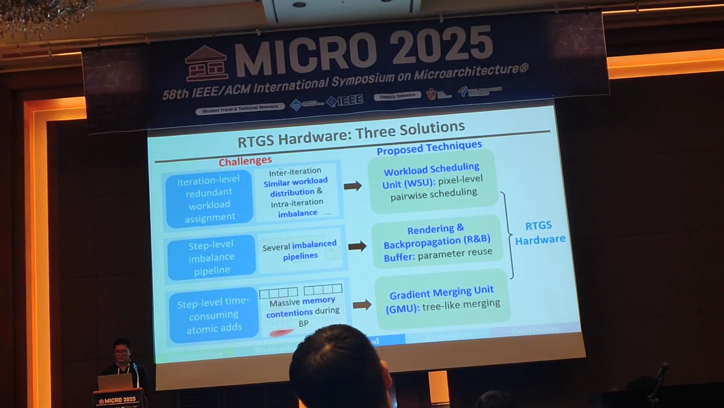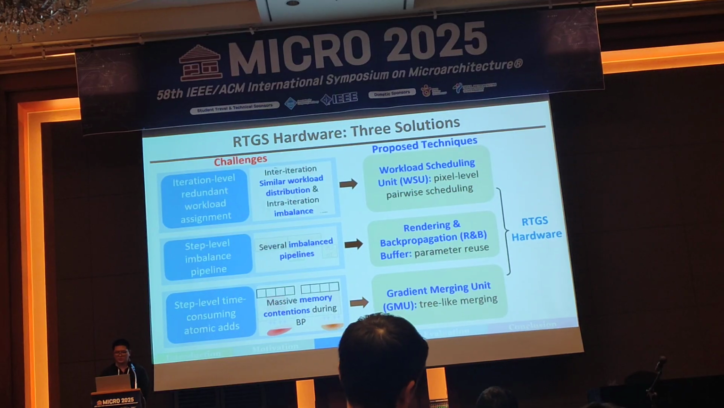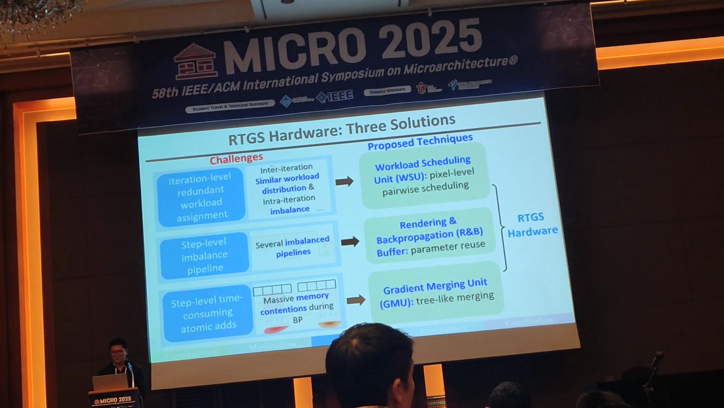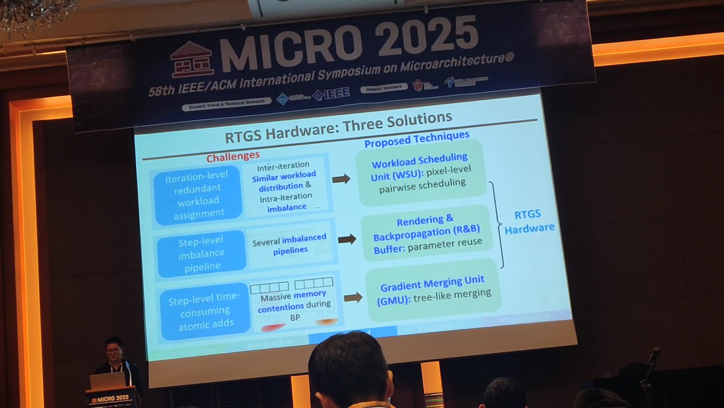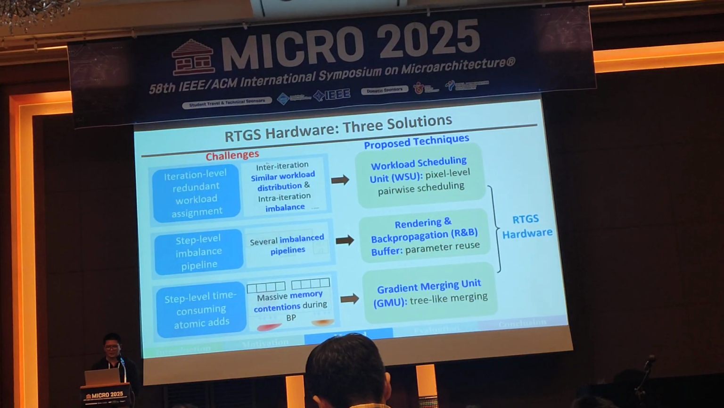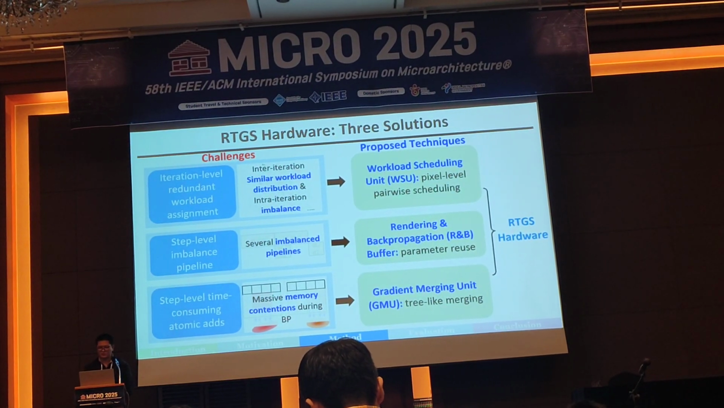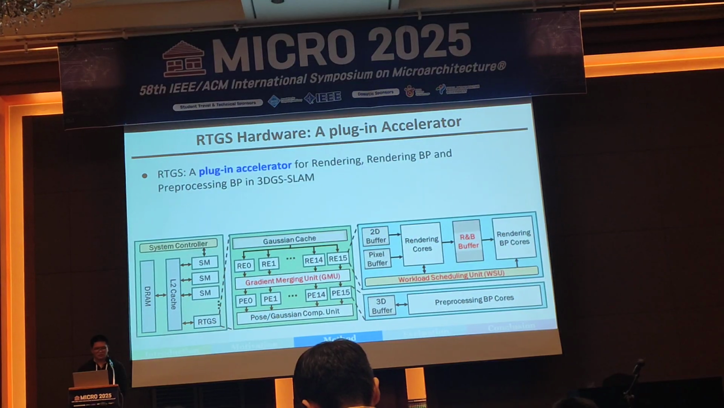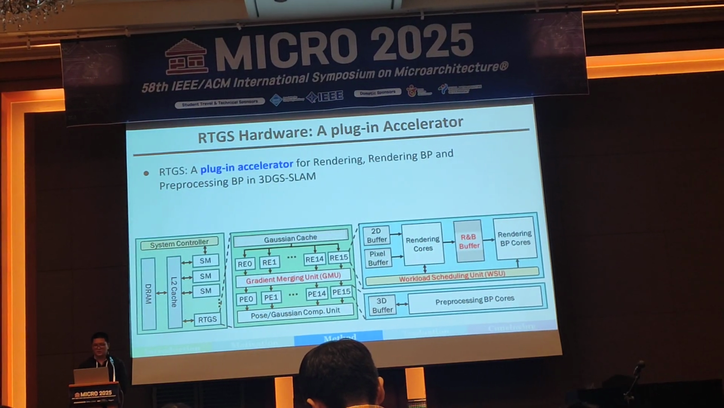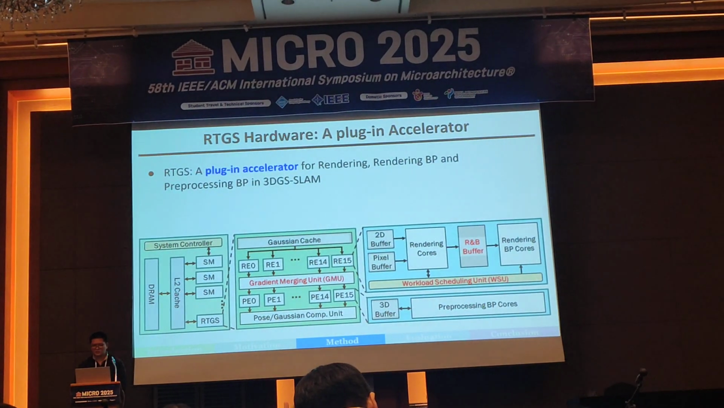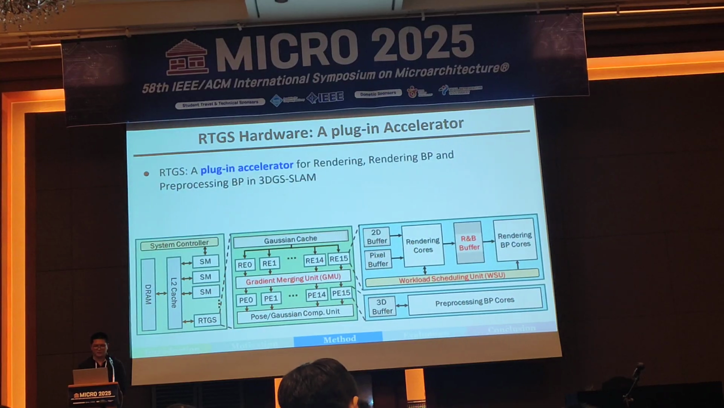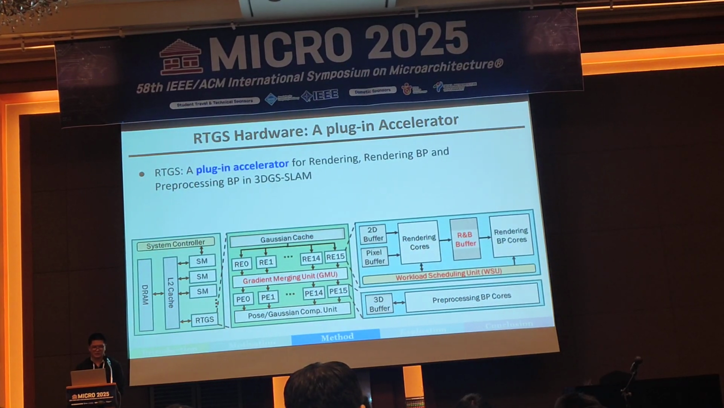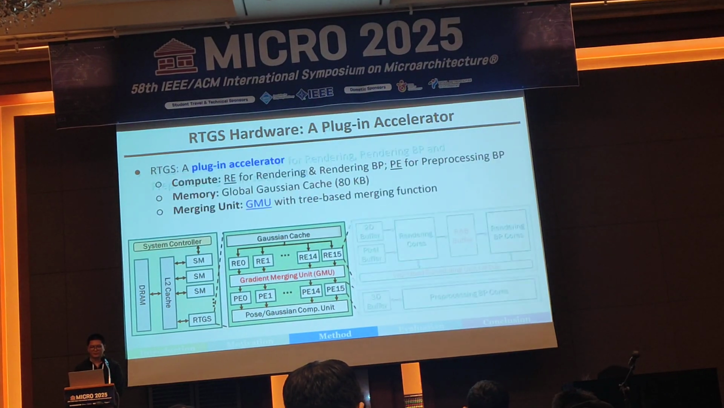In hardware design, we propose three techniques to address different bottlenecks: iteration-level redundant workload assignment, step-level workload imbalance, and step-level time-consuming operations. So we propose the RTGS plug-in accelerator design to speed up rendering propagation and preprocessing propagation in the 3D Gaussian splatting pipeline.